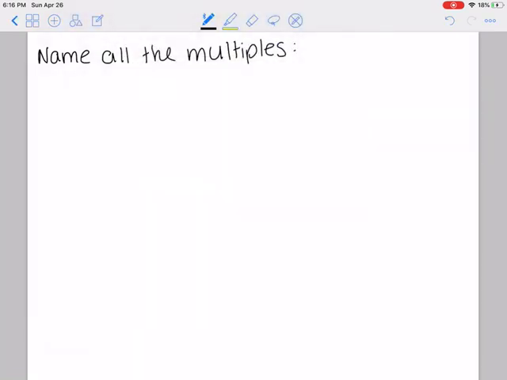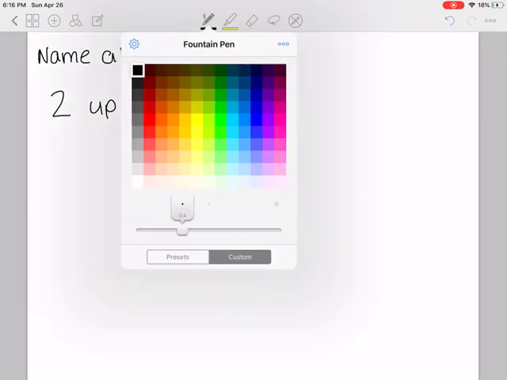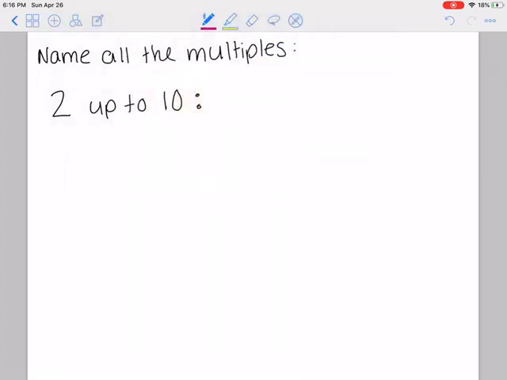Okay, so number 1 is name all the multiples of 2 up to 10. So stop when you get to the number 10. The first multiple of 2 would be 2 times 1, which is 2. 2 times 2, which is 4. 2 times 3, 6. 2 times 4 is 8. 2 times 5 is 10, and that's where we're going to stop. So 2, 4, 6, 8, 10 are all multiples of the number 2.